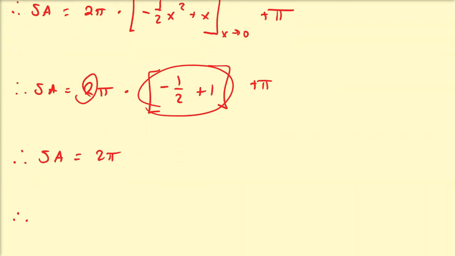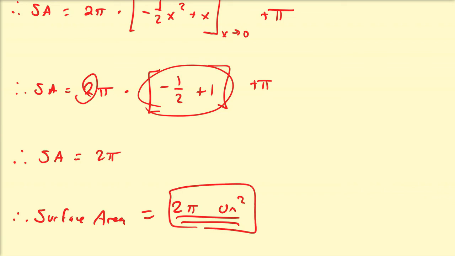So that means the surface area of the object is equal to 2 pi square units. Because remember, volume is a three-dimensional measurement, and surface area, or area in general, is a two-dimensional measurement. And that is how you can use the shell method for determining the volume and the surface area of surfaces of revolution, or solids of revolution.